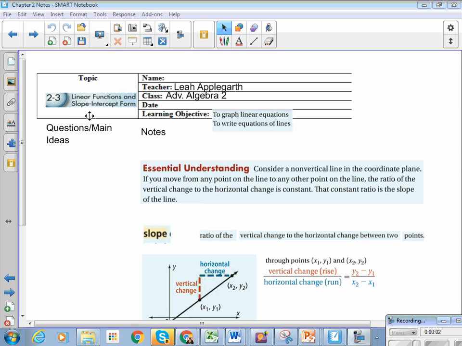Right, so this is Algebra 2. Our topic today is 2-3 linear functions and slope-intercept form. This is Algebra 2. I'm Leah Applegarth, and our learning objective is to graph linear equations.